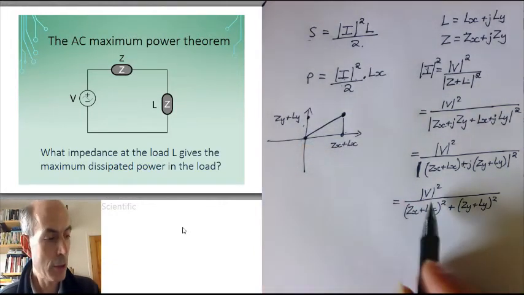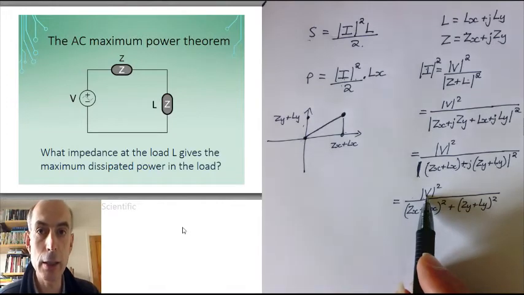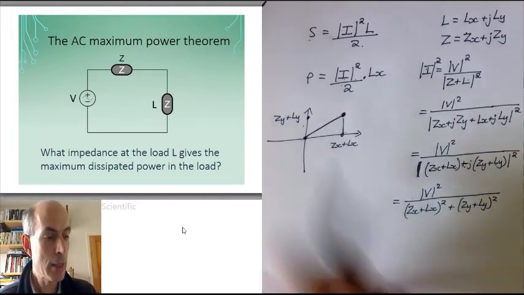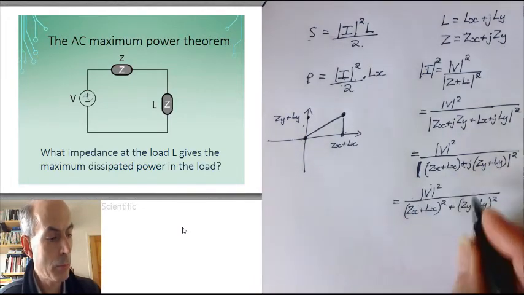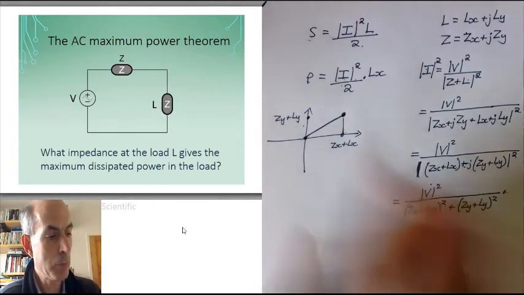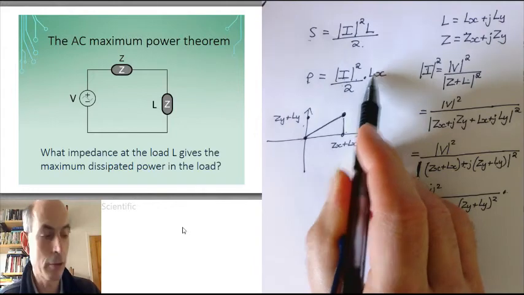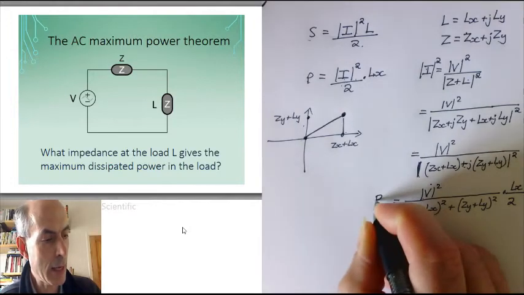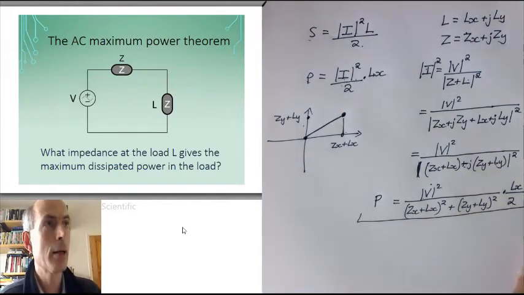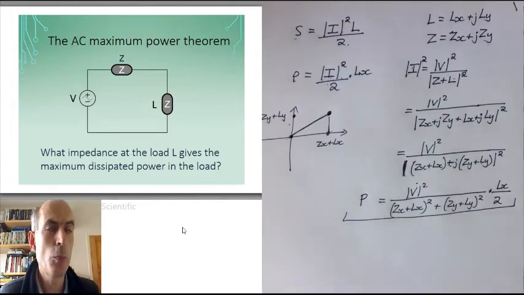Right, that is the modulus of I squared. To get the active power, we have to take this term, divide it by 2, and multiply it by the real part of the load impedance, L. So that's just Lx over 2. That is our active power. And that is the expression that we want to maximize.